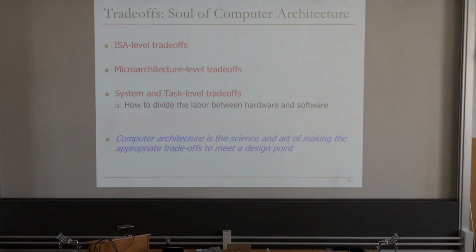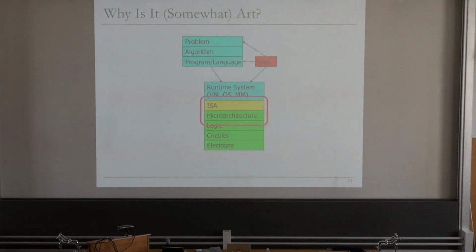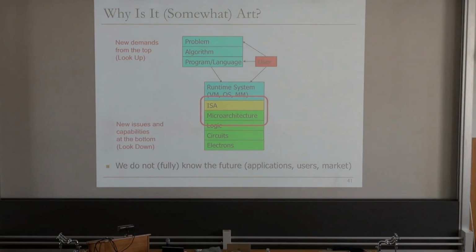And as I said, another way of thinking about computer architecture is the science and art of making the appropriate trade-offs to meet a design point. I think it's a more precise definition than what I said before. You're really using science, but it's also art. I think, unfortunately, that's the fact of life. Why is it somewhat art? Because things change. You don't really fully know the future. You don't really fully know what this thing will execute. Users, market, they all change, actually. These things change over time.